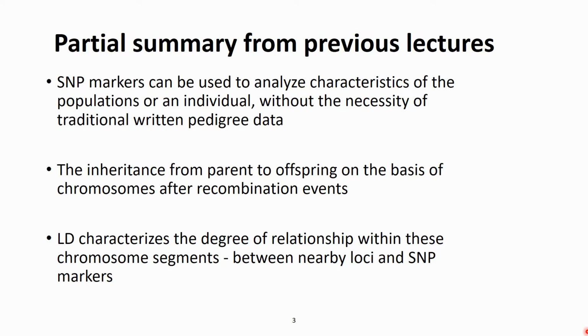Of course, we talk about traditional inheritance mechanisms in diploid organisms when we look at the inheritance mechanisms on a chromosomal basis, and here the so-called recombinations also play a major role, mixing up parental haplotypes and creating new variation in the population. The number and the size of these haplotypes is influenced, among other things, by linkage disequilibrium, or LD, that characterizes the degree of relationship within these chromosome segments.